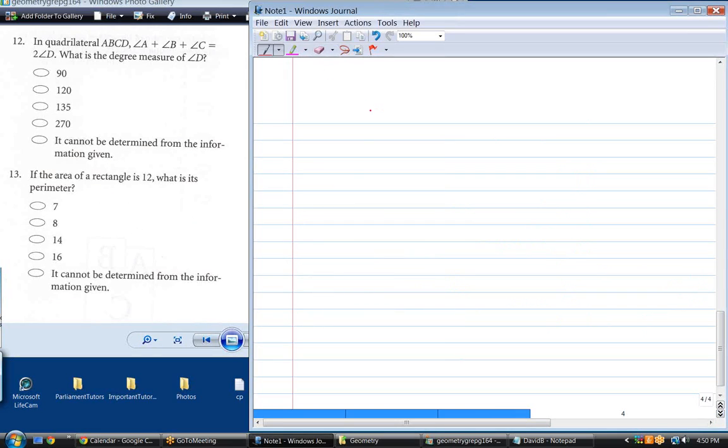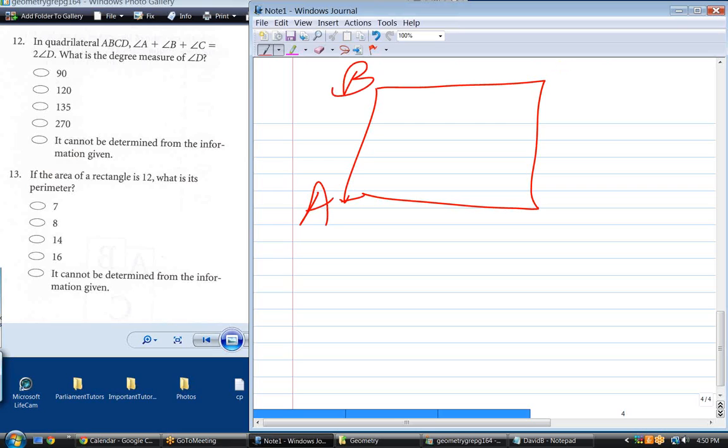Okay. So we have a quadrilateral, which just means any 4-sided figure. And we've got A, B, and C equal to 2D. What's the degree measure of D? All right. So you would have to make it 360 equals 3x plus 2x, right? Or something like that?